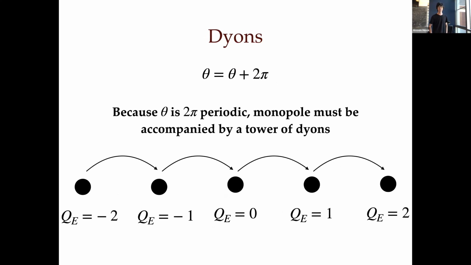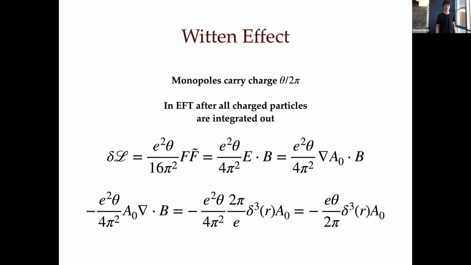Now, it turns out that monopoles have to come with some dyon friends. Why? Because physics is 2 pi symmetric, right? If you take this initial term here, this FF tilde, and you shift it by 2 pi, this theory is identical to itself.